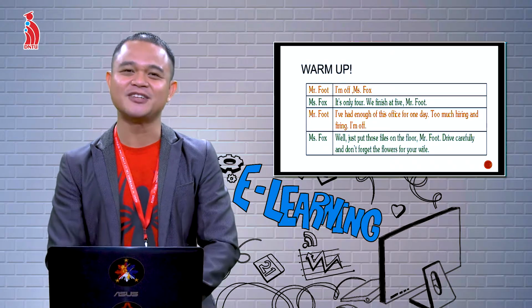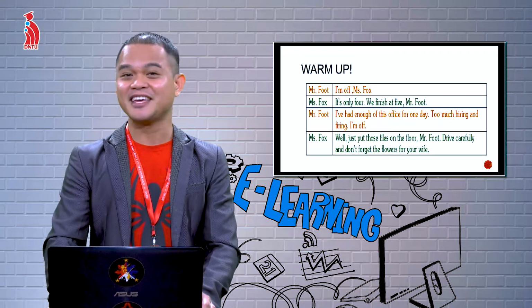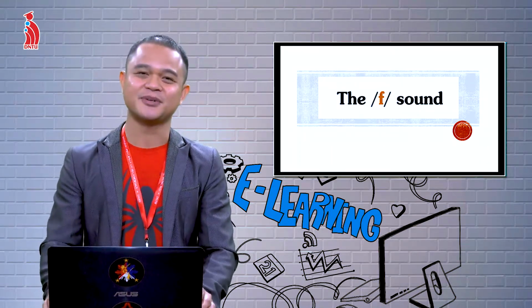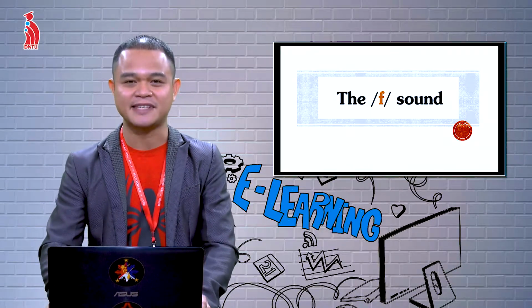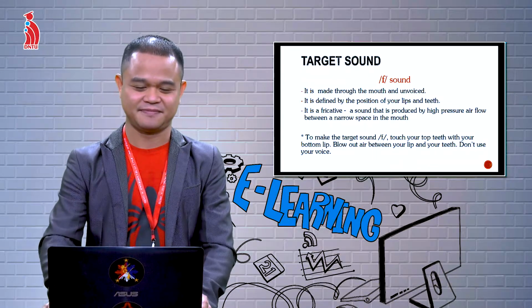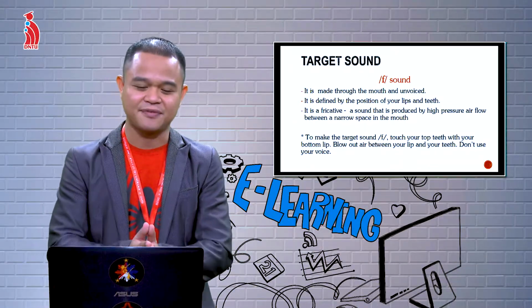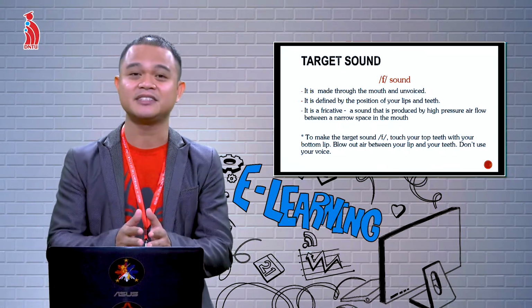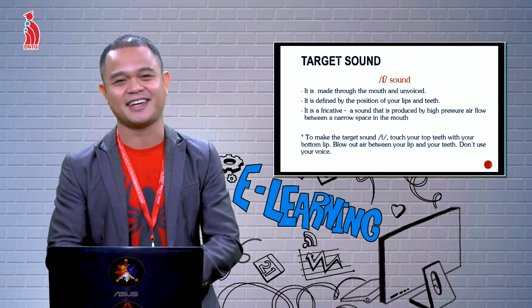Did you notice the dominant sound in this conversation? I think you do. So today, as I told you earlier, we are going to learn how to pronounce the sound of F. So the target sound today is, like what I said, F. Let me give you a little bit of background and definition and the things that we do to pronounce this correctly.